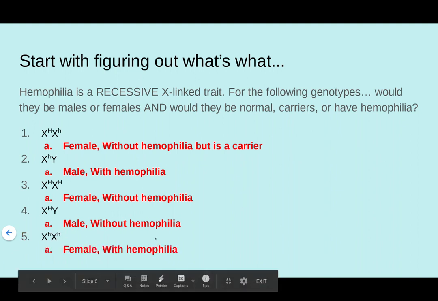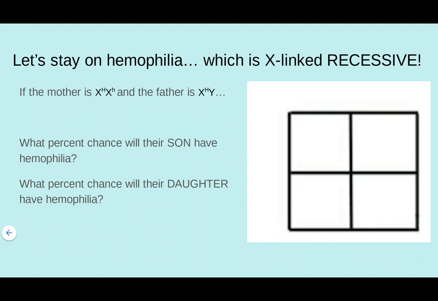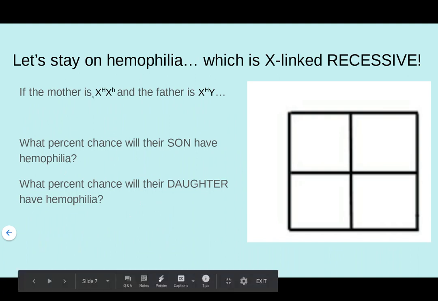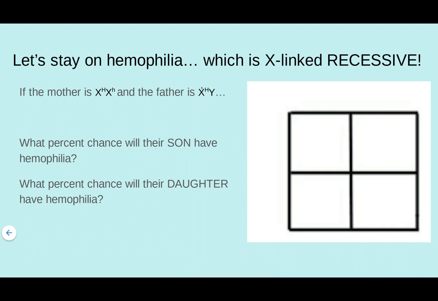Okay, let's put this into a Punnett square problem. We're going to stay on hemophilia, which is X-linked recessive. Let's say the mother is heterozygous. She's a carrier, but she doesn't have it. And the father does not have hemophilia at all, so he has an X with a dominant H. I want to figure out what percent chance their son will have hemophilia and what percent chance their daughter will.